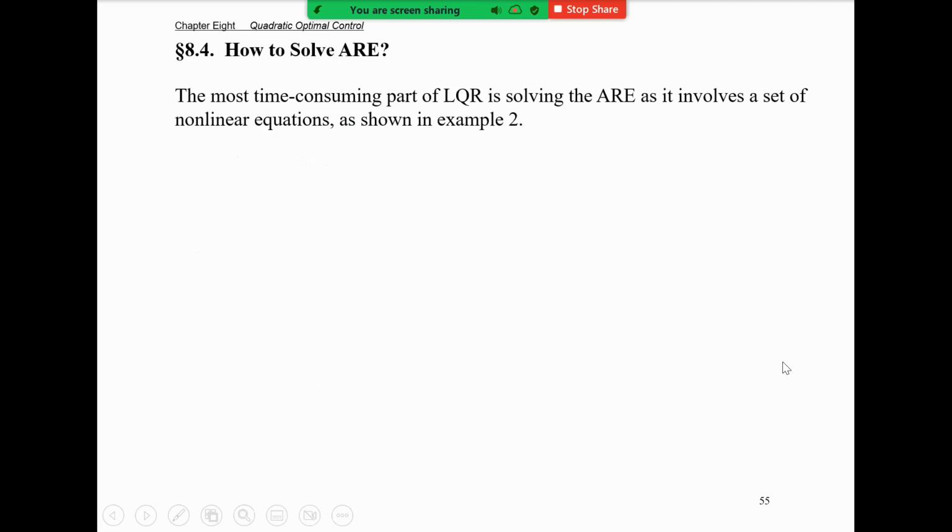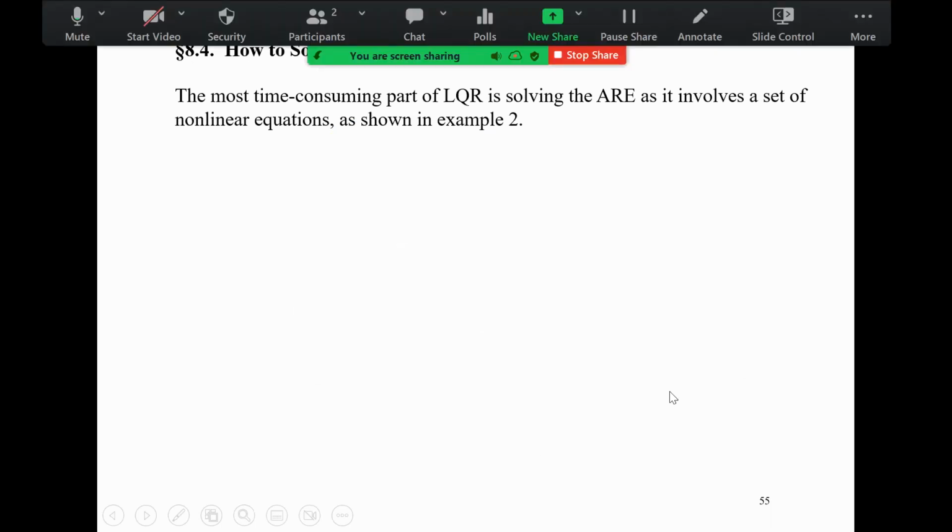Now, finally, we know there is a problem, right? In this whole procedure, how do we solve this algebraic Riccati equation? If the order of the system is more than one, say for a second order system, the calculation is much more involved. It has multiple solutions, and you have to select one of them to be the correct one.